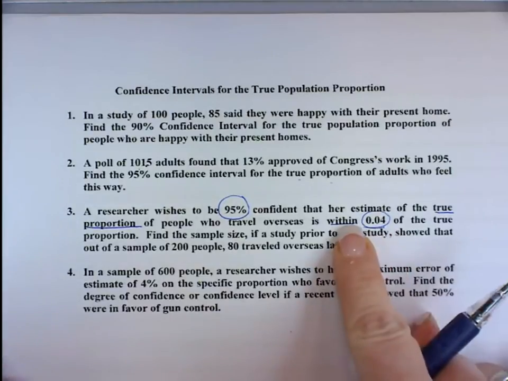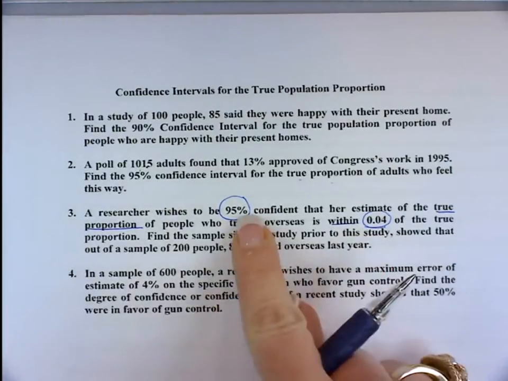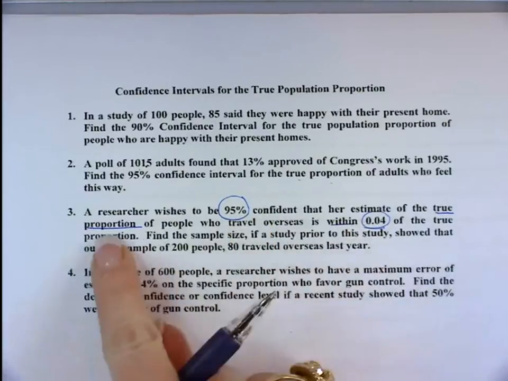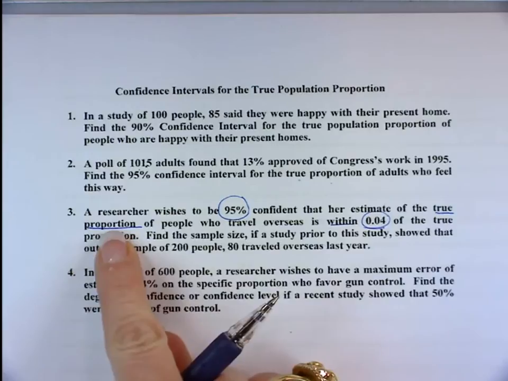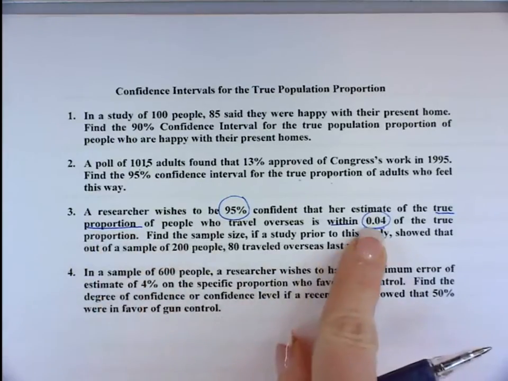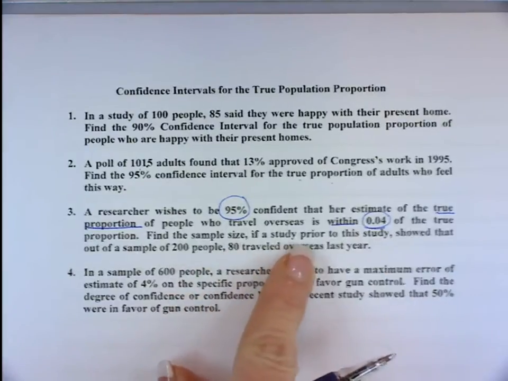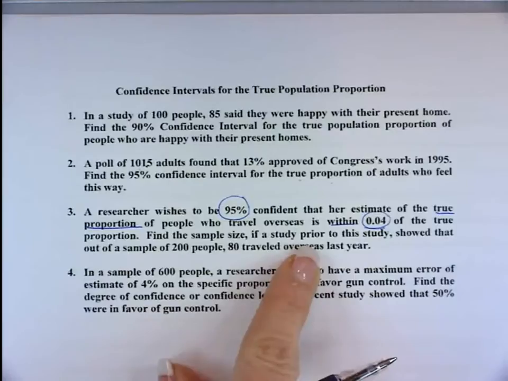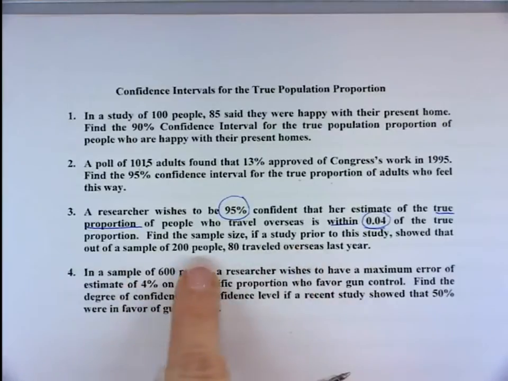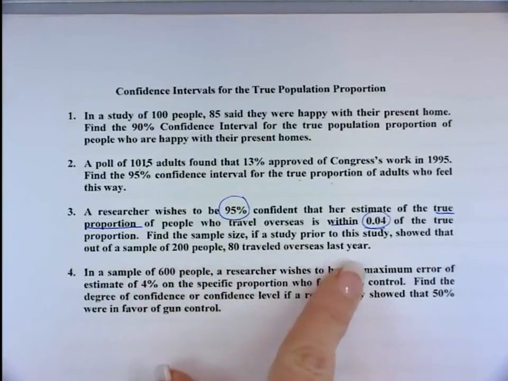The key word is within. So she wishes to be 95% confident that her estimate of the true proportion P, and that would be the maximum difference between p hat and P, which is the margin of error. The margin of error is only 0.04. Find the sample size n if in a past study, a previous study, a recent study, it showed that out of a sample of 200 people, 80 traveled overseas.